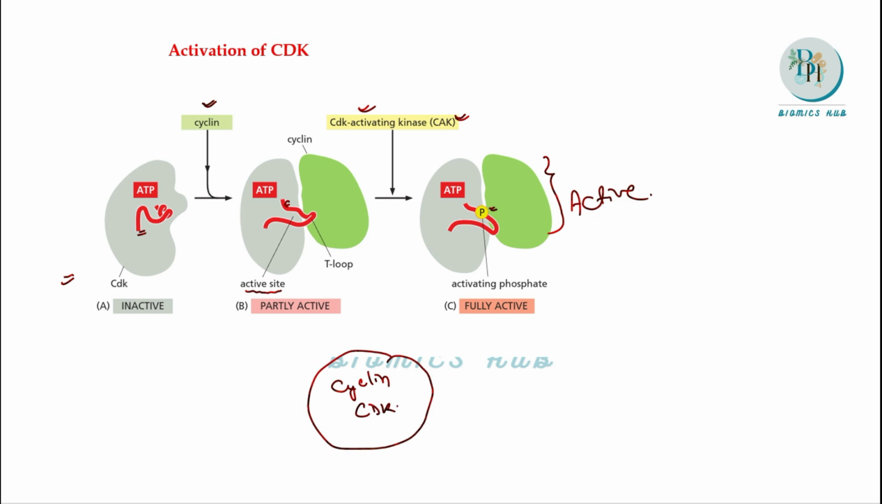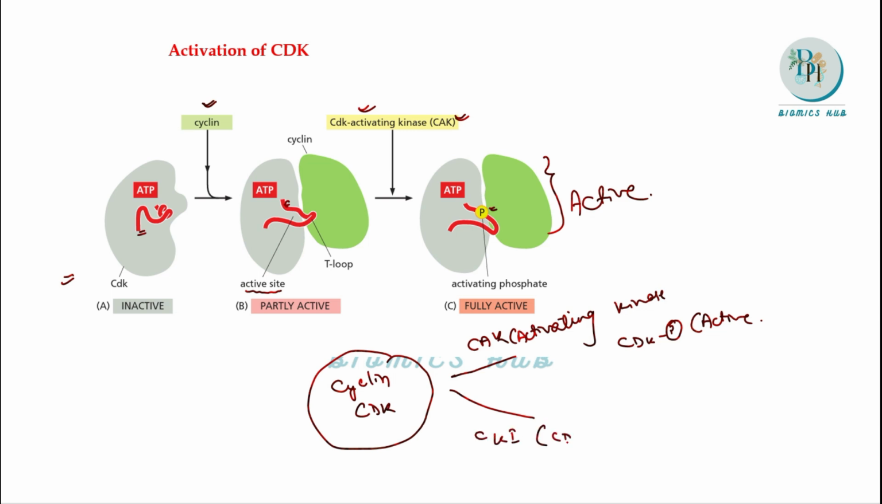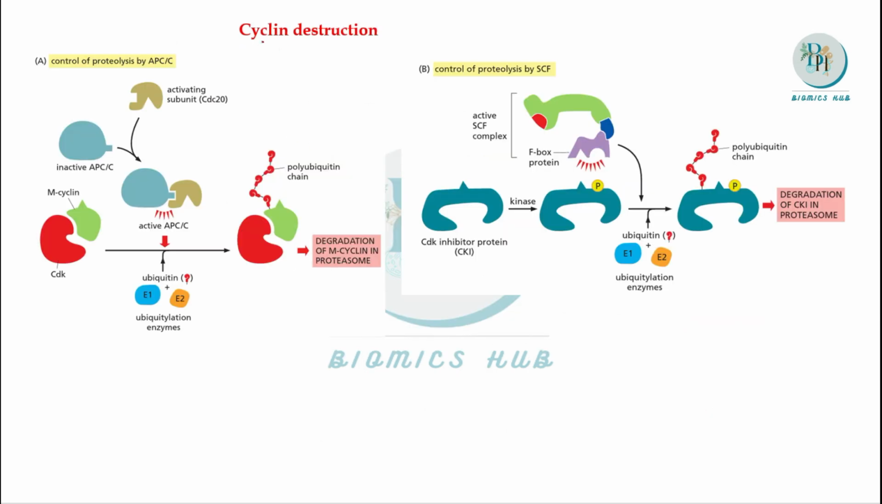Okay, so the cyclin and the CDK, when they are present, are regulated by two things. What are they? One is the activating kinase, one is the inhibiting kinase. The CAK which was present is the activating kinase. When it phosphorylates the CDK, now it is active. The other one is CKI. The CKI means CDK inhibitor kinase. As we have discussed, cyclin is destroyed, but the CDK is not destroyed.